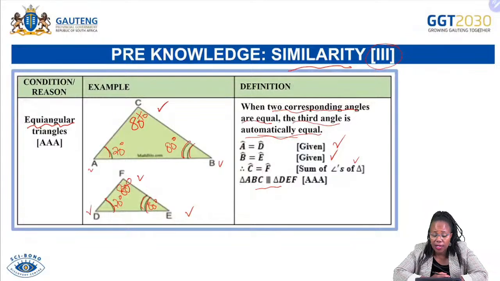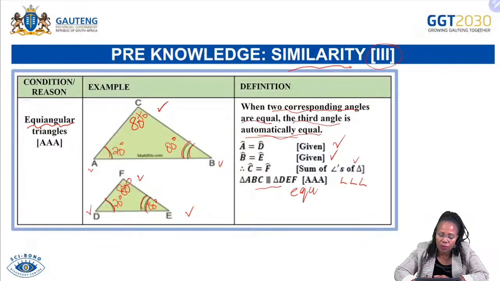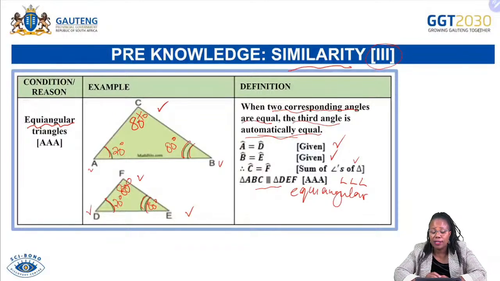The reason being angle, angle, angle, or you can write it with the notation AAA, or you can write equiangular. For us, it's fine. Those are the three acceptable ways of noting the reasoning for that one. So that is how you prove similarity. You must ensure that you have equal angles.